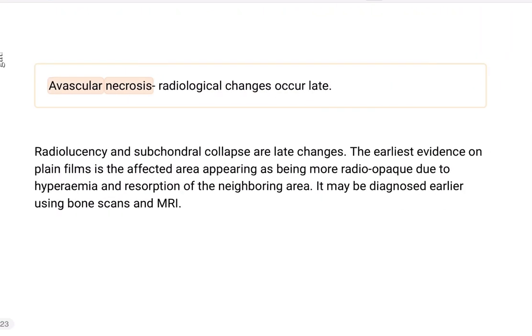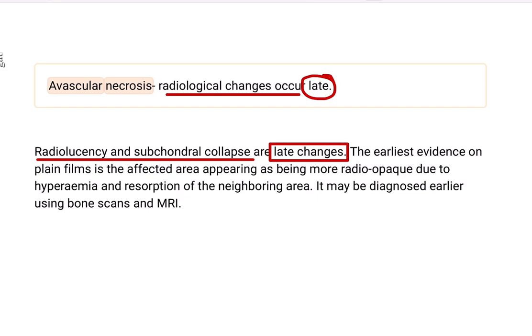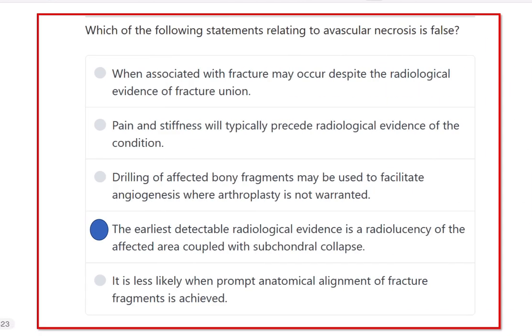So in avascular necrosis, usually the radiological change occurs in the later stage, and radiolucency and subchondral collapse are found in the X-ray in the late stage. But it is diagnosed earlier by MRI. So MRI is the most important investigation to diagnose avascular necrosis. When there is a suspicion of avascular necrosis, we should go for an MRI scan. So what is the false? The false option is radiolucency, because radiolucency is not the earliest radiological evidence, it is a late sign.